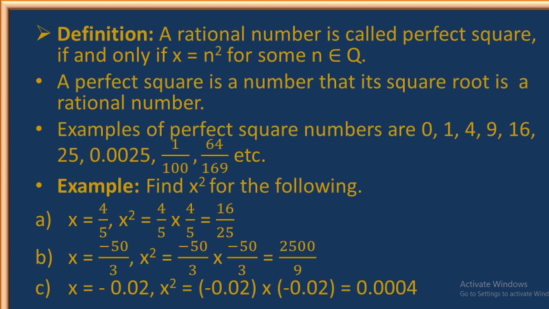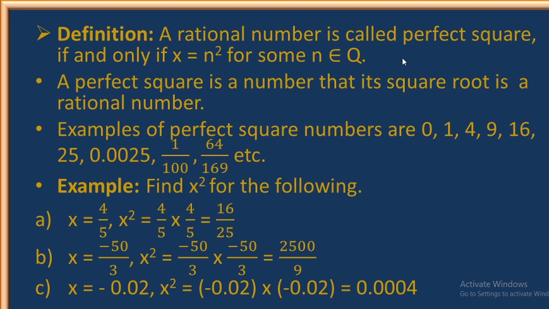Here is another definition that is important for perfect square numbers. A rational number x is called a perfect square if and only if x is equal to n square. When you say x is a perfect square, there should be another number that, multiplied by itself, gives the number itself, that is x. So x is equal to n square for some rational number n. This means n is an element of the rational numbers, meaning all the n's belong to Q.